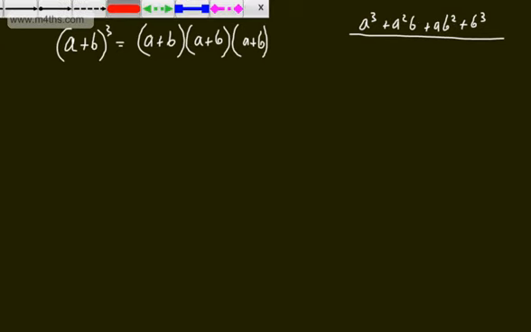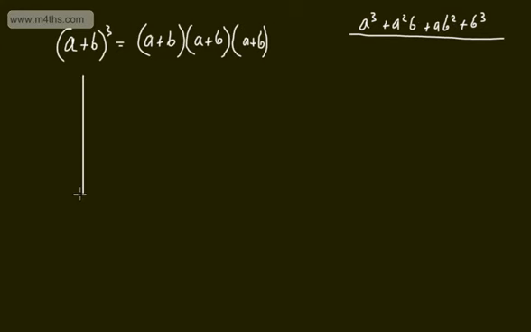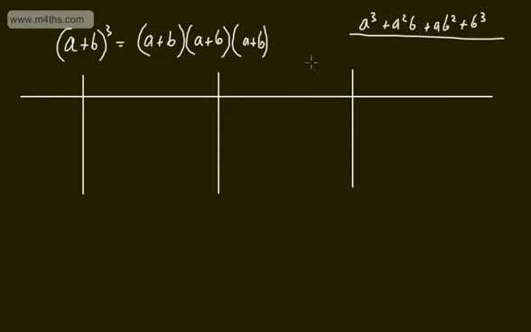Okay, what we're going to do now is look at the terms that we're going to get. And we know that we're going to get 4 terms. If n is equal to 3, we get n plus 1 terms. And those terms are a cubed, a squared b, ab squared, and b cubed. So let's go ahead and do it. So what we're going to have then is our a cubed, then we'll have a squared b, then we'll have ab squared, and then we'll have b cubed.